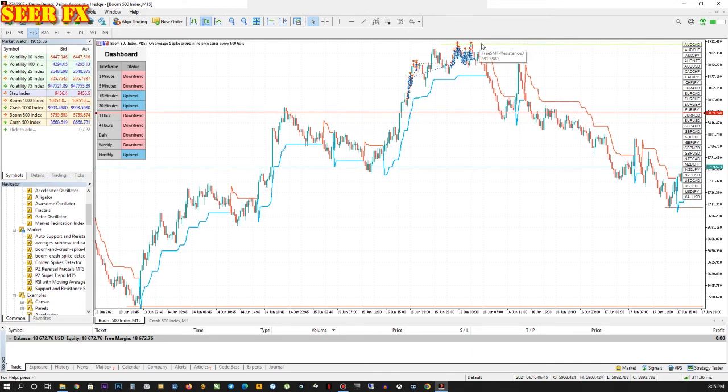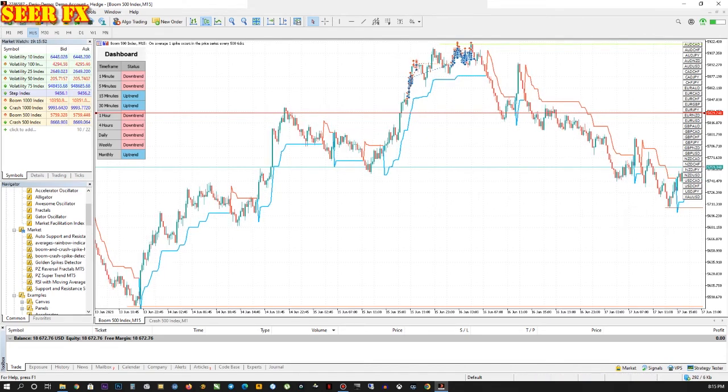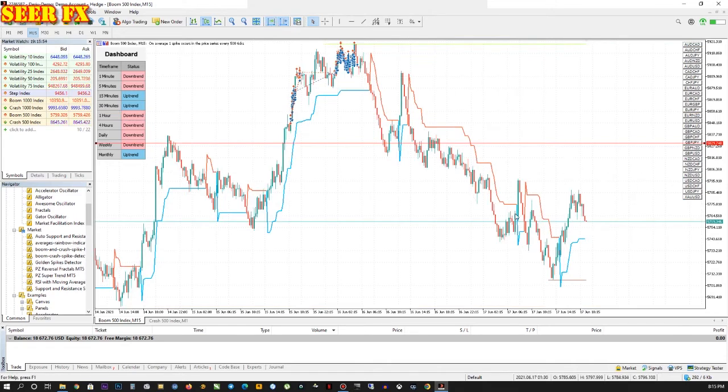The market has reached a resistance line here. It started coming down. You enter your trade from here because the super trend indicator has changed. You put your stop loss around here, then the market starts coming down until it shows another support line. Once it shows another support line, you close the trade.